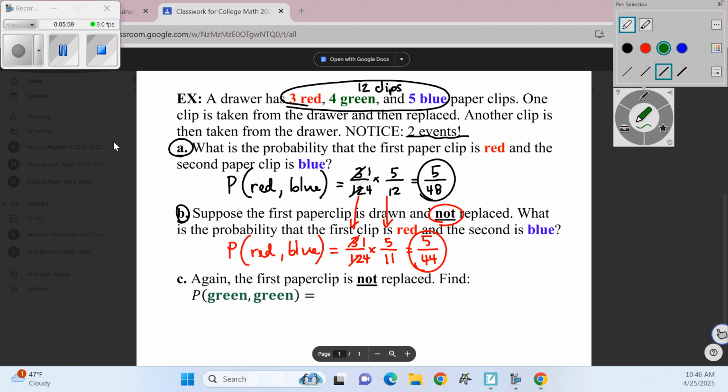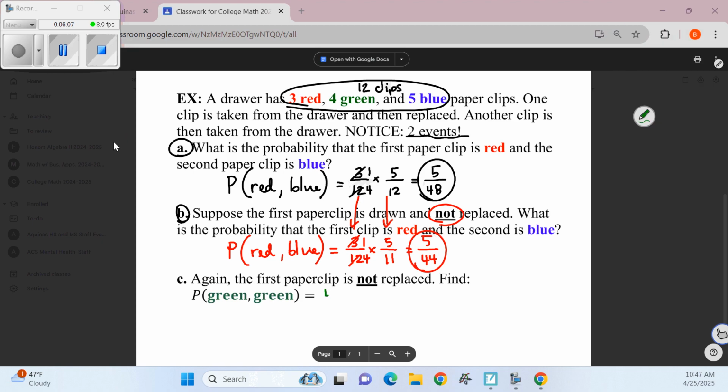So what's the probability that I would draw a green, not replace it, and then draw another green paper clip from the drawer? So this time we're looking at, there are 4 green paper clips out of the 12 clips in the drawer. And if I've taken a green clip out and not replaced it, I'm now down to 11 clips, similar to the last example, but I'm also down 1 green paper clip. So I no longer have 4 green clips to choose from, I have 3. So to make this multiplication easier, we'd reduce that first fraction to 1/3, and then multiply across. This is 3 over 33, which reduces again to 1/11.